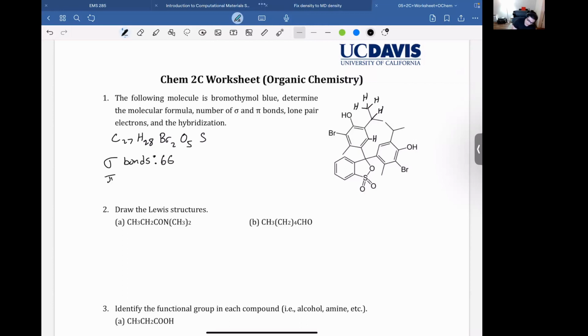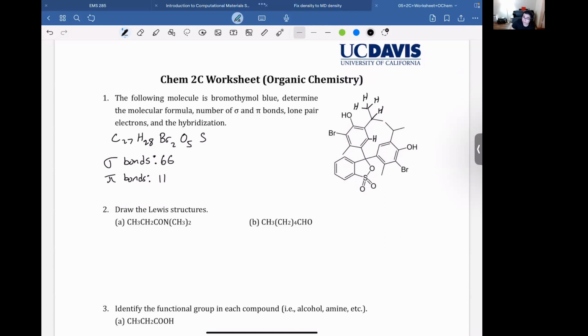Moving on, we have pi bonds. The pi bonds are the second and third bonds that you may see between two atoms. So here's one pi bond, right? The second bond here. 1, 2, 3, 4, 5, 6, 7, 8, 9, 10, 11. There are 11 pi bonds.